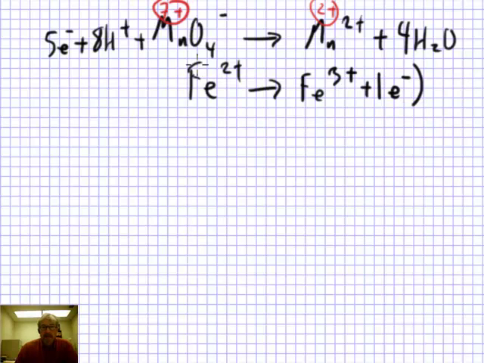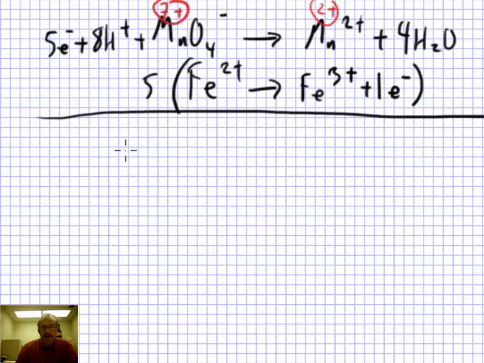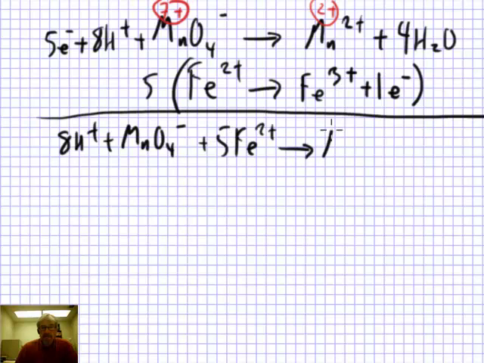To make the electrons lost and gained the same, I have to multiply the bottom equation by a coefficient of 5. And when I add it together, this is what I get for an ionic equation. 8H plus, MnO4 minus plus 5 Fe2 plus makes Mn2 plus, 4 water, and 5 Fe3 plus.